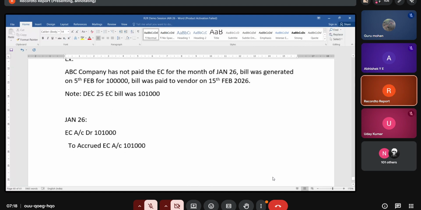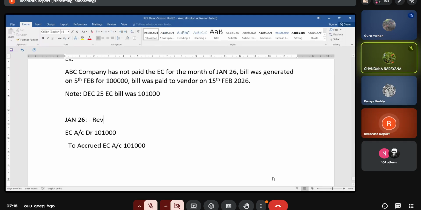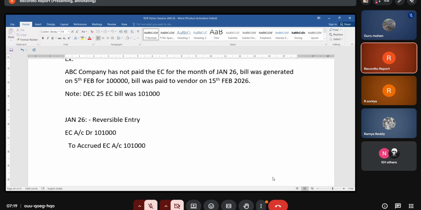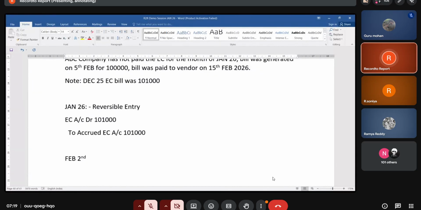So as I told you, this entry is a reversible entry. Why are we reversing this amount in the next month? Because it is not the correct amount, the bill amount is different. So on February 2nd, if you posted it as reversible, an automatic reversal will happen.